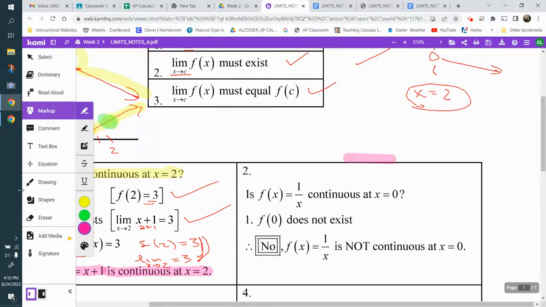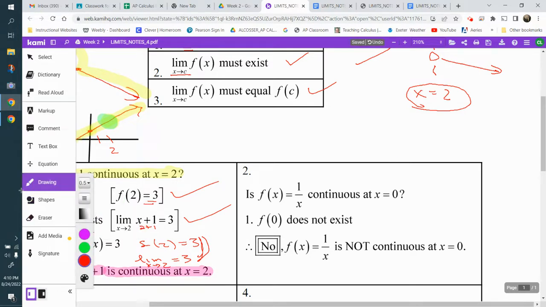So, oops, got to go back to this one. Control Z, go back to drawing. So let's look at this. Our f of x is equal to 1 over x. Then we look at this and ask, is it defined at 0? If I plug in 0 right here, I get 1 over 0, which is undefined, or does not exist. We can't have a 0 in the denominator. So right off the bat, f of 0 does not exist.